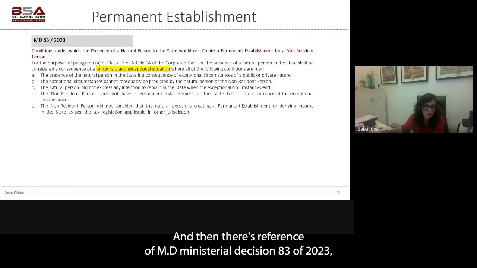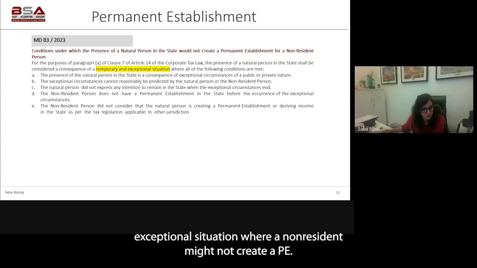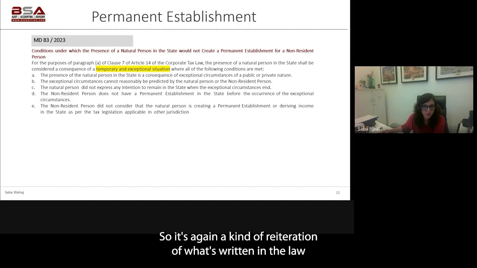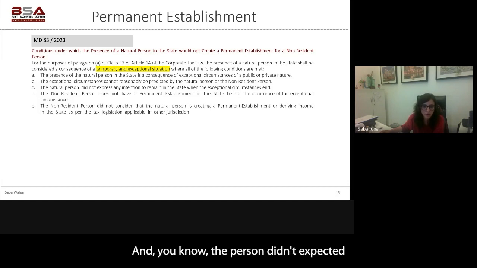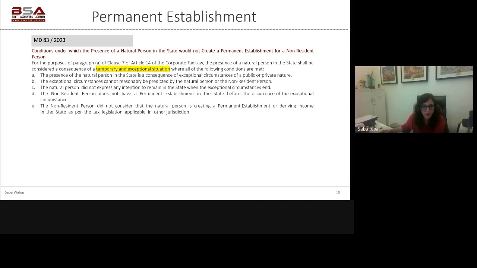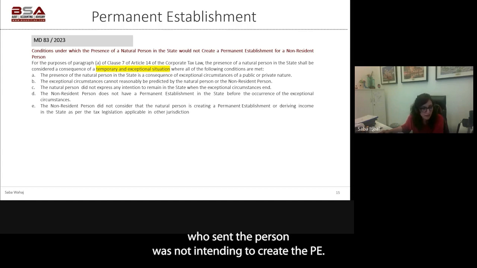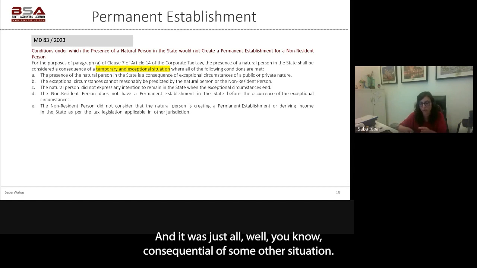And then there's a reference to Ministerial Decision 83 of 2023, where the law further defines what could be a temporary or exceptional situation where a non-resident might not create a PE. So it's again a kind of reiteration of what's written in the law, that it could be a consequential or exceptional situation. The person didn't expect or predict that they would stay in the state for this long, and they didn't intend to do that, or the non-resident who sent the person was not intending to create the PE, and it was all consequential of some other situation.